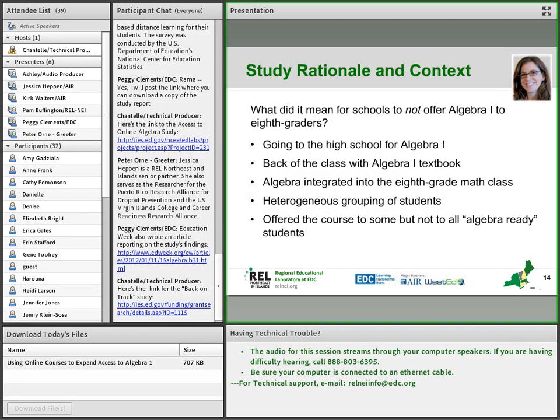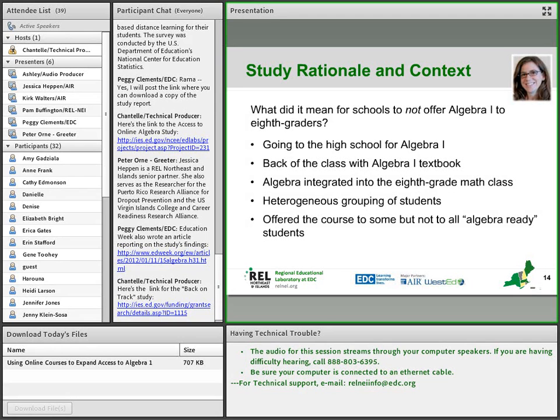I just want to be really clear about what it meant to not offer Algebra I to 8th graders. So when we talk about the percentages of schools, for example, that don't offer Algebra I, what does that mean? We knew at the outset that students, especially these academically ready students, did access Algebra I in a variety of ways that didn't represent full access to the course for all students considered ready. We knew that some of these students go to the high school for Algebra I when their schedule allows, when transportation could be arranged.